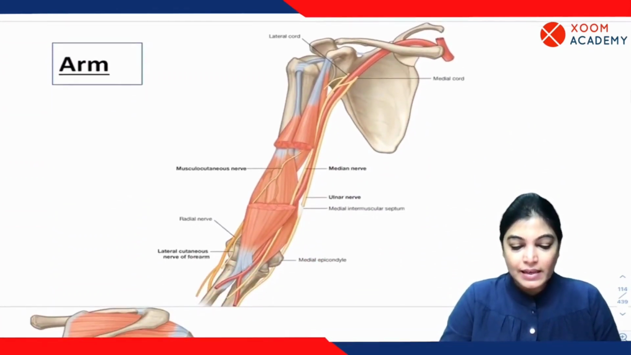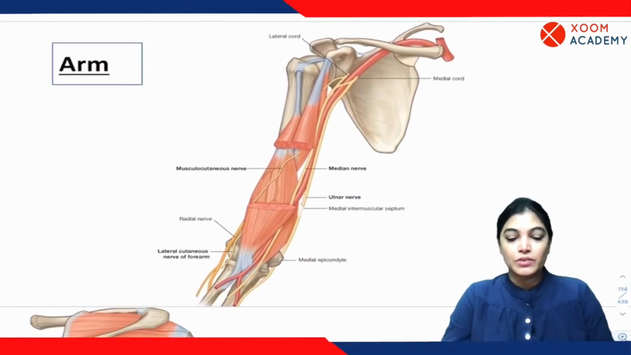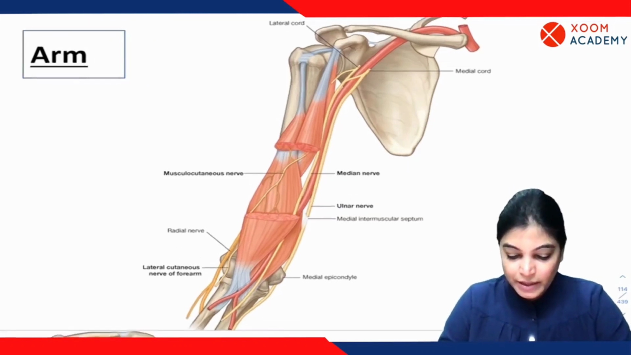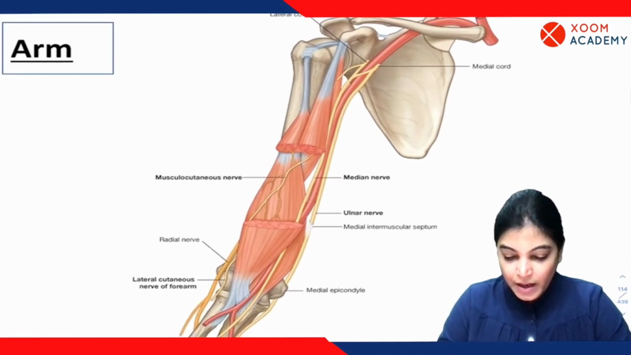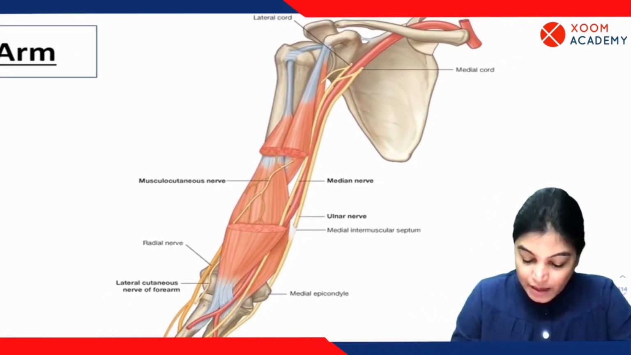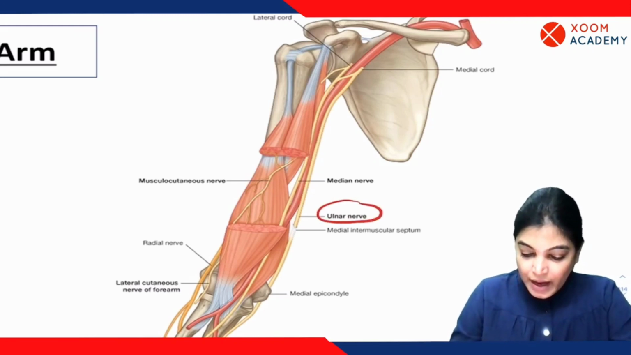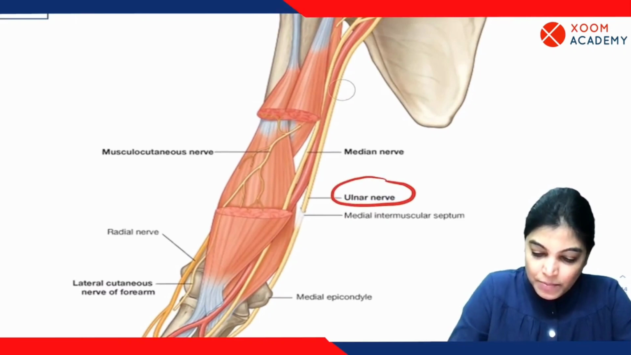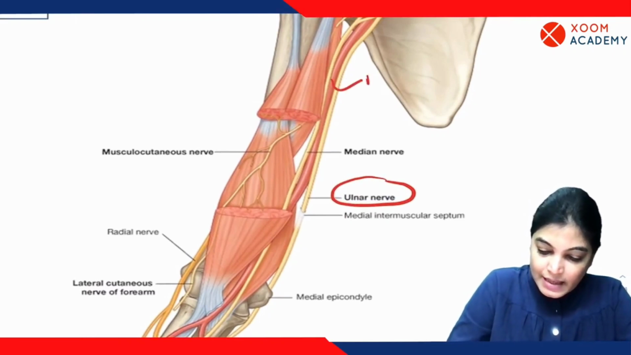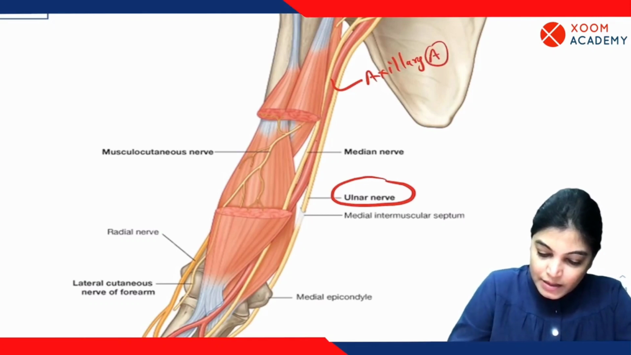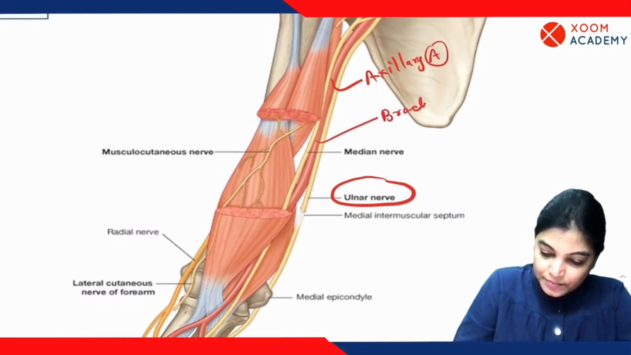Now, what you can see here, when it reaches the arm region, the same thing which I want you to show here. So, let me just enlarge this diagram. When I enlarge this diagram, the first thing you can see is the ulnar nerve, which is lying medial to the artery. In the upper part, it is the axillary artery, and in the lower part, it is the brachial artery.